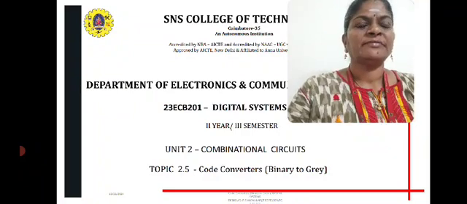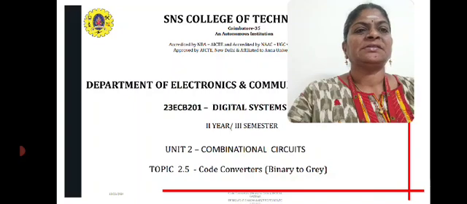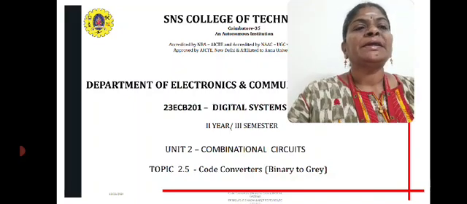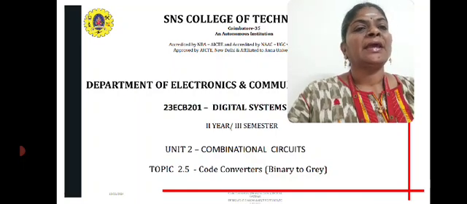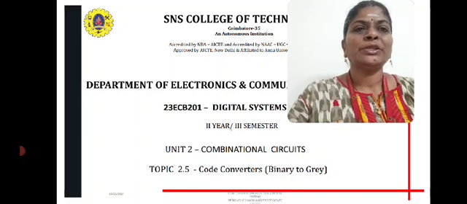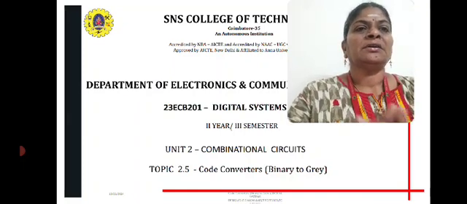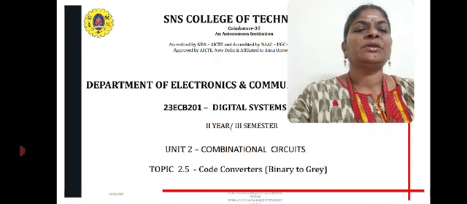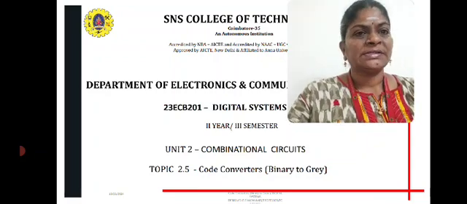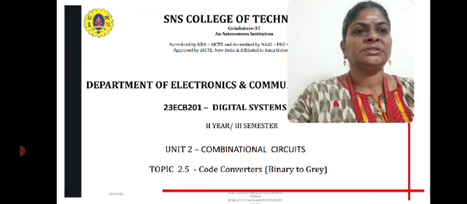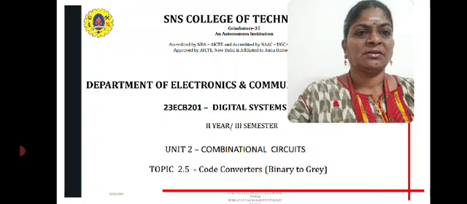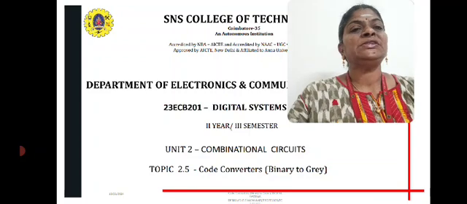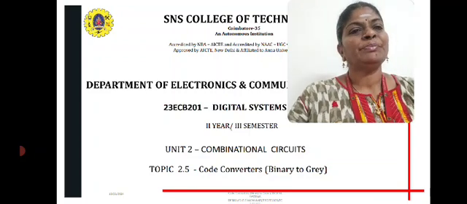In this code conversion, we have types of code conversions like binary to gray, gray to binary, then binary to XS3, XS3 to binary, then ASCII code converters. There are so many code converters, but in our syllabus in the second unit of our course we are going to discuss only four code converters, that is binary to gray and gray to binary, vice versa, then binary BCD to XS3 and XS3 to BCD.